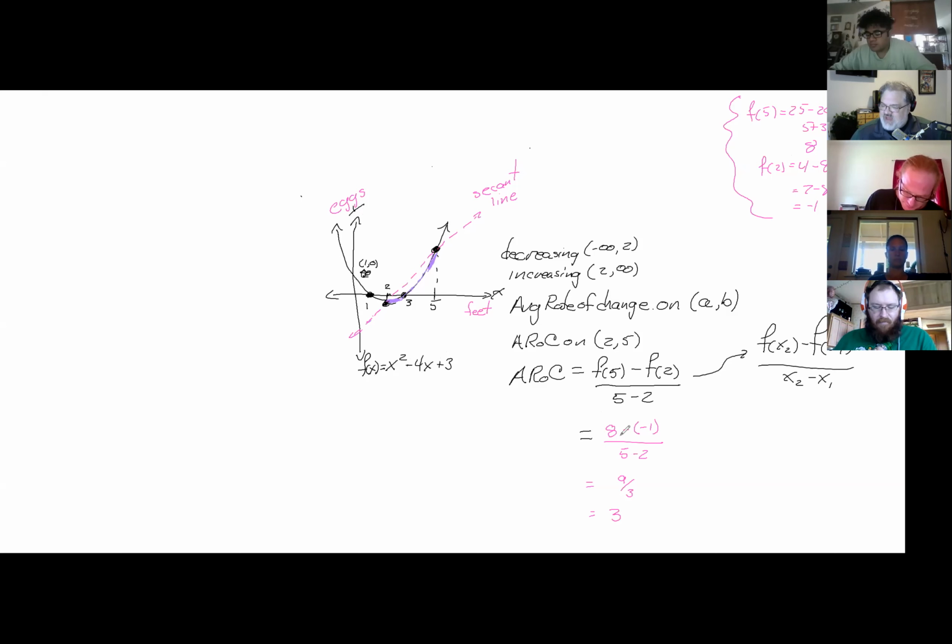Well, when we're finding this average rate of change, these function values are numbers of eggs, and these x values are numbers of feet. So what is this 3? This average rate of change, this 3 is 3 eggs per feet. It's 3 y's per x.